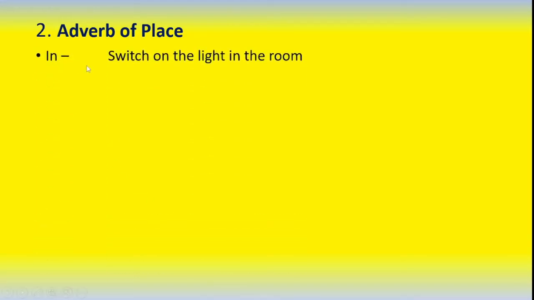First one, in. Switch on the light in the room. See, this is adverb of place. Somebody is telling to switch on the light. Where? In the room. Adverb of place can be easily identified by asking the question where. On. Keep my phone on the table. Where should I keep the phone? I should keep it on the table.